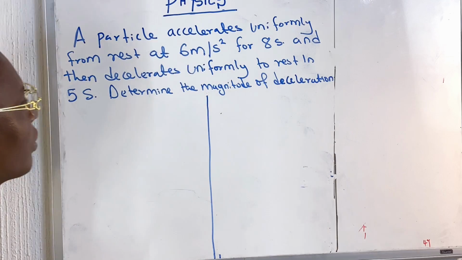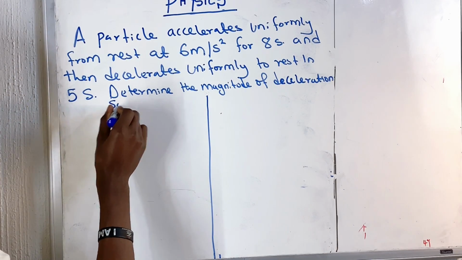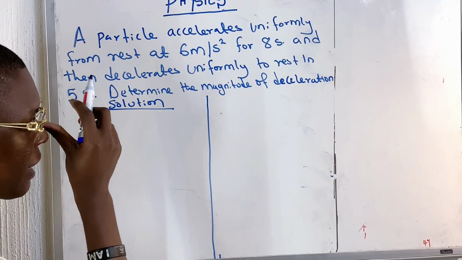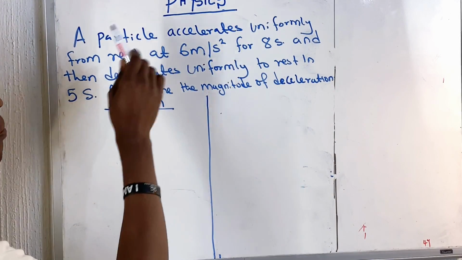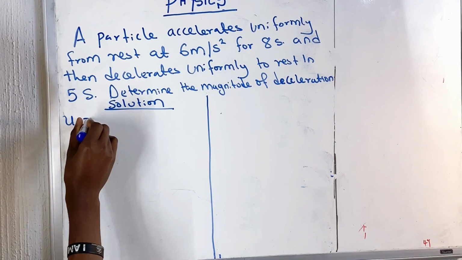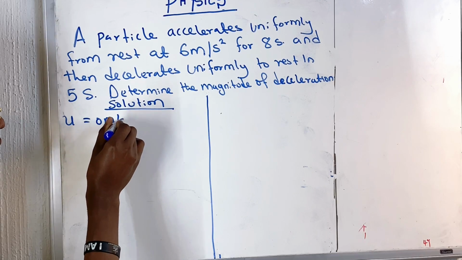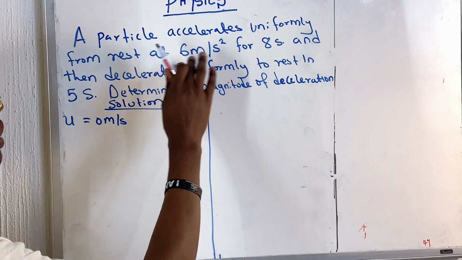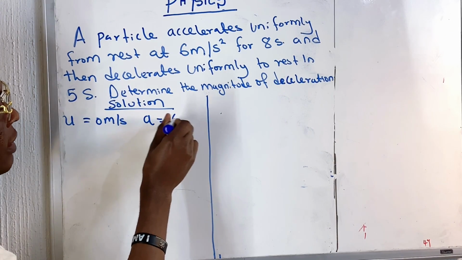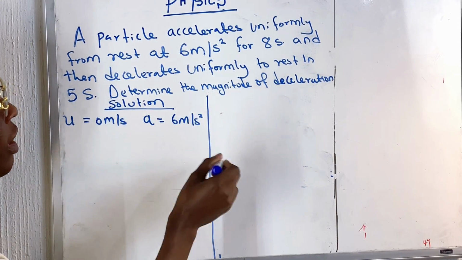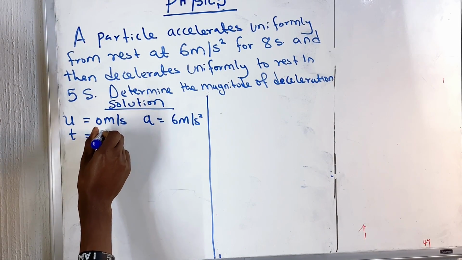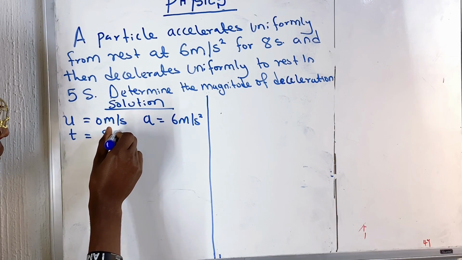All right, so for us to handle this solution, we need to state all the given parameters and know what we are expected to do. They say the particle accelerates uniformly from rest. So from rest, it simply means that its initial velocity, u, will be 0 meters per second. Acceleration is also given to us, a, which is 6 meters per second squared, for a time t of 8 seconds.